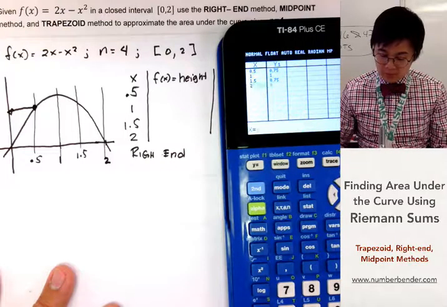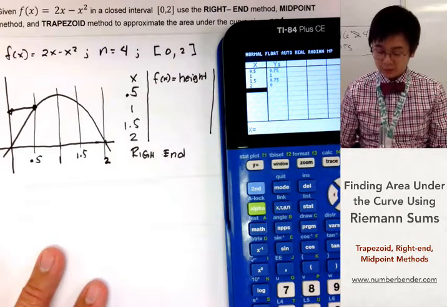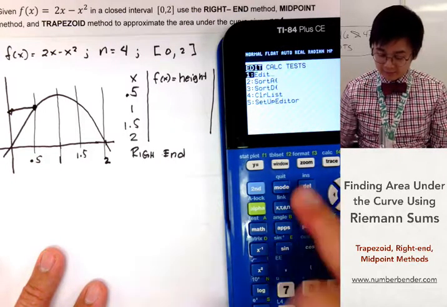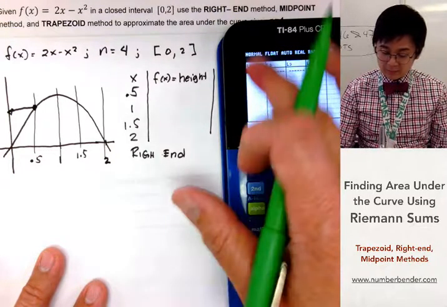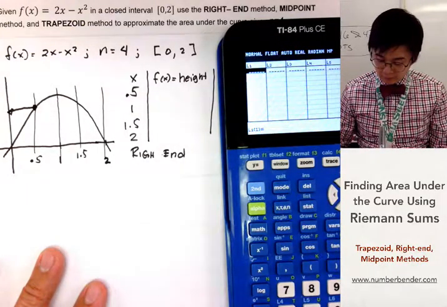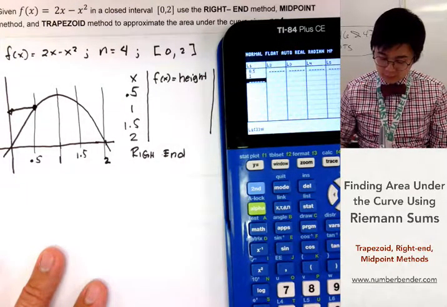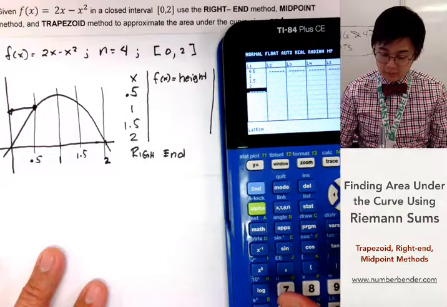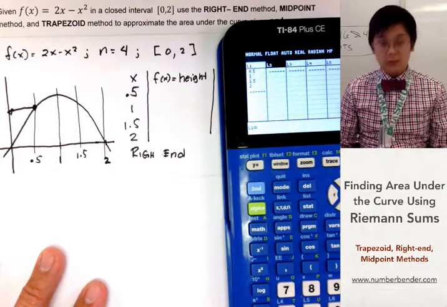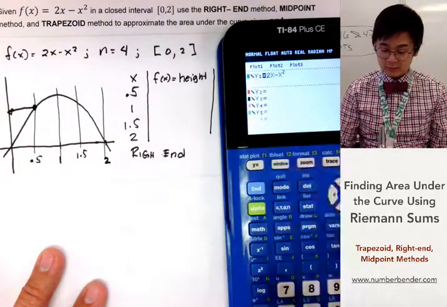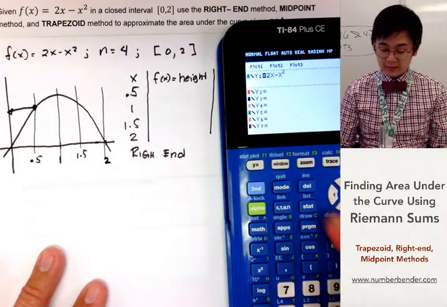Now, para makuha natin yung table function, so pumunta tayo sa stat. Punta tayo sa edit. At plug-in natin sa list 1 yung mga values ng x. So, meron tayong 0.5, 1, 1.5, and 2. Now, para mas mabilis yung pagkuha ng ating mga function, i-assign natin yung ating function na y sub 1, which is this value, doon sa ating list.